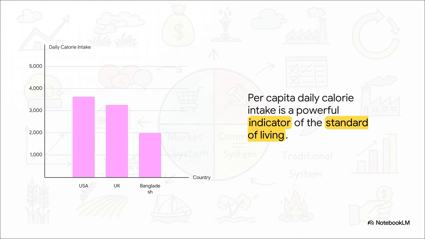And honestly, nothing drives home what that difference means for actual human beings like this chart. Just look at the average daily calorie intake. It's such a simple metric, but it speaks volumes about the standard of living. The gap between what's typically on a plate in the US versus in Bangladesh is just enormous, and it's a direct reflection of these deep economic divides.